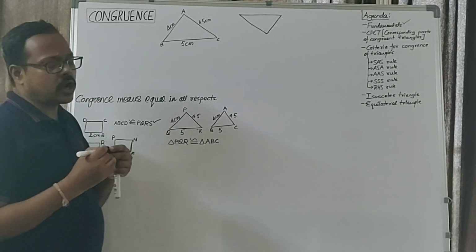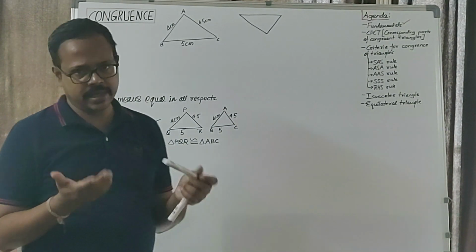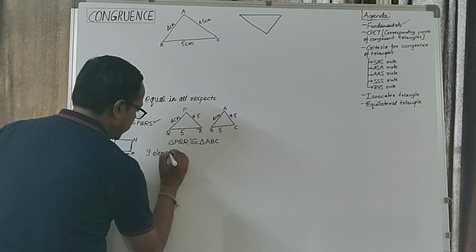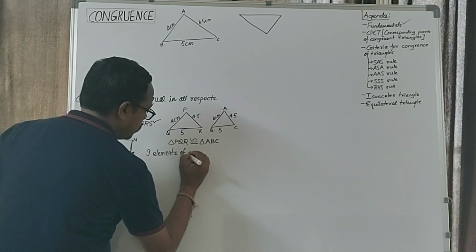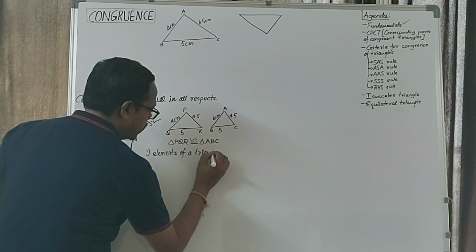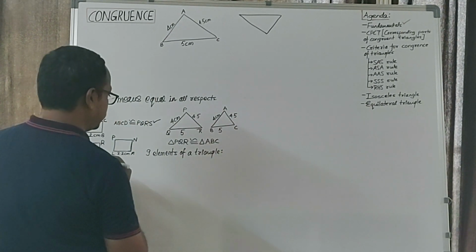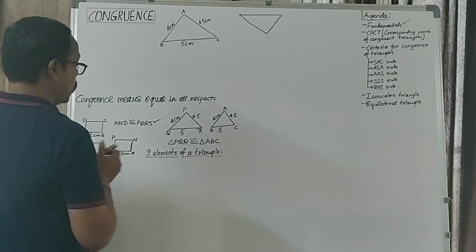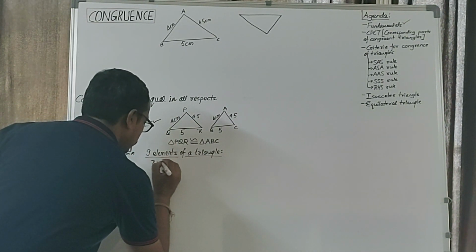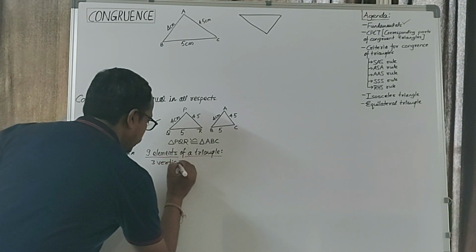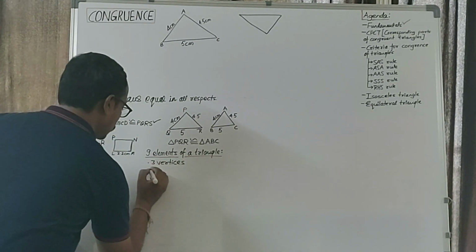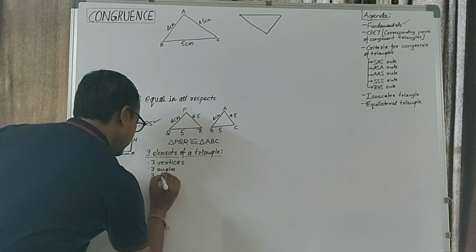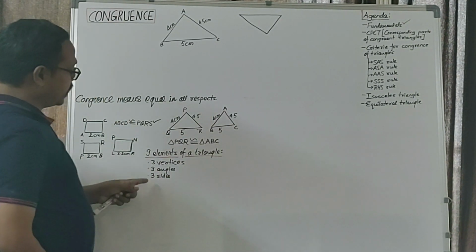If I ask you how many elements a triangle has, you will say that there are 9 elements of a triangle. What are they? We will talk about what they are. First is 3 vertices. Second is 3 angles. And third is 3 sides. 3 vertices, 3 angles, 3 sides.